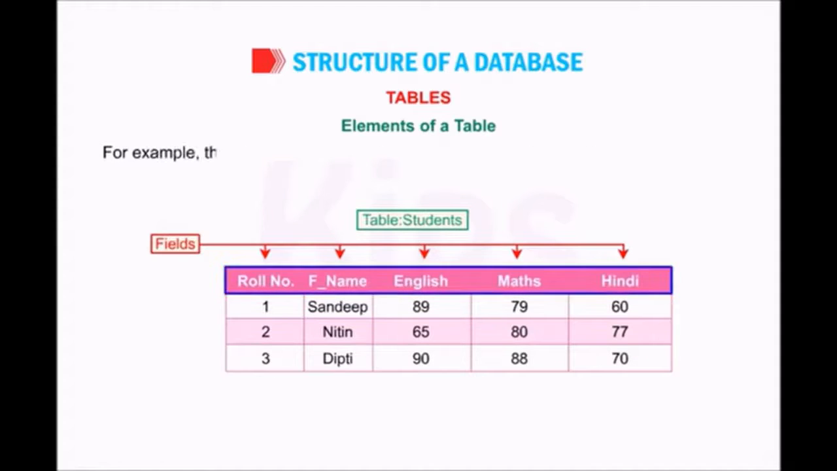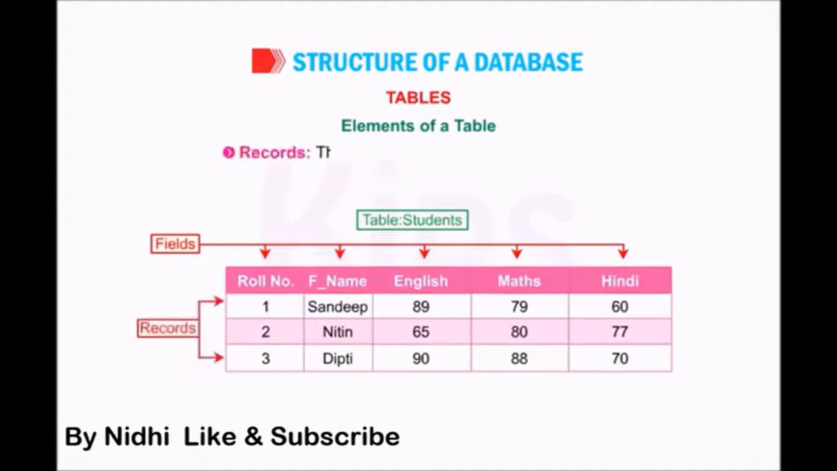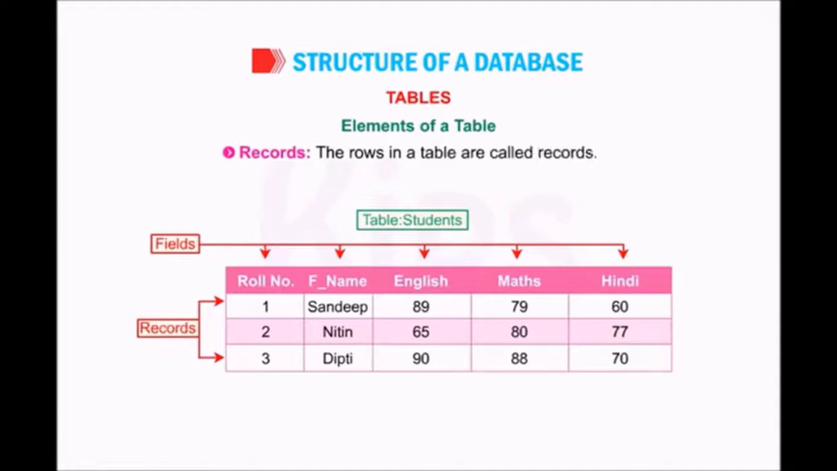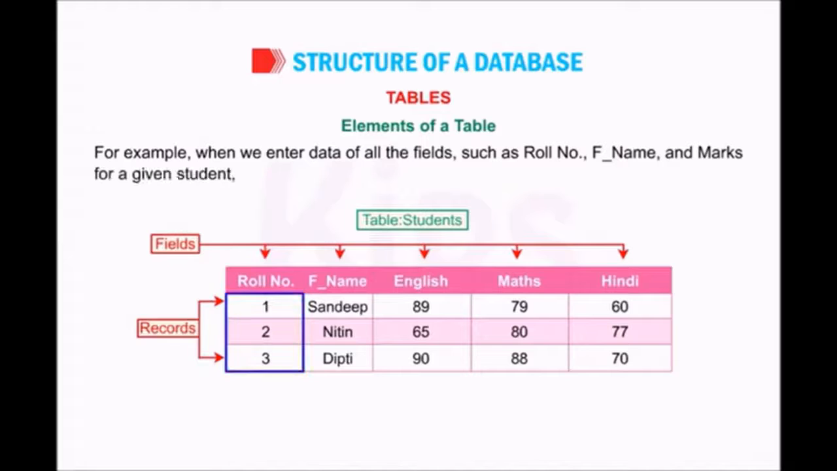For example, the field that mentions the roll number of the table, students, will store the roll numbers of all students. Records. The rows in a table are called records. A record contains the values for all the fields that belong to a single person or an entity. For example, when we enter data of all the fields such as roll number, first name and marks for a given student, it creates a new row in a table, which is called a record.